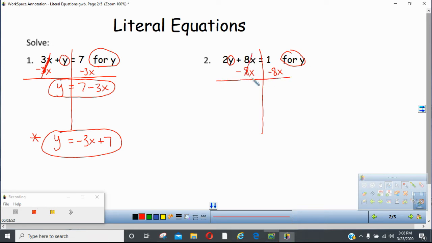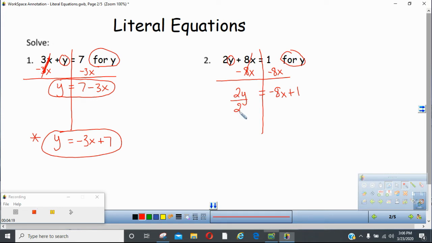So that will cancel this out, and we're left with 2y is equal to, okay, so like I said, you can write this either way, but I'm going to write the 8x first. Okay, so I'm going to put negative 8x, and then a positive 1 would be plus 1. But y is not by itself. And so we've got this invisible math. This is multiplication, so we're going to divide to get rid of it.